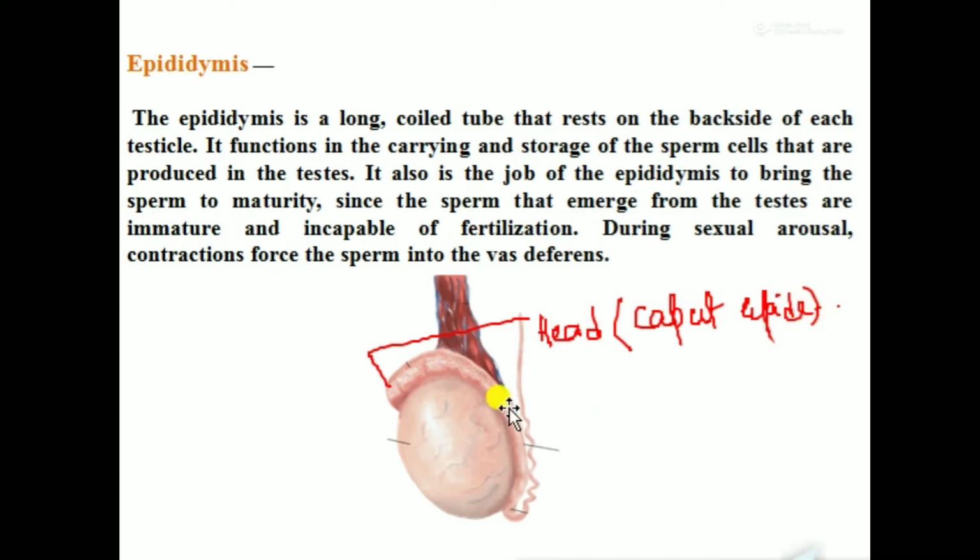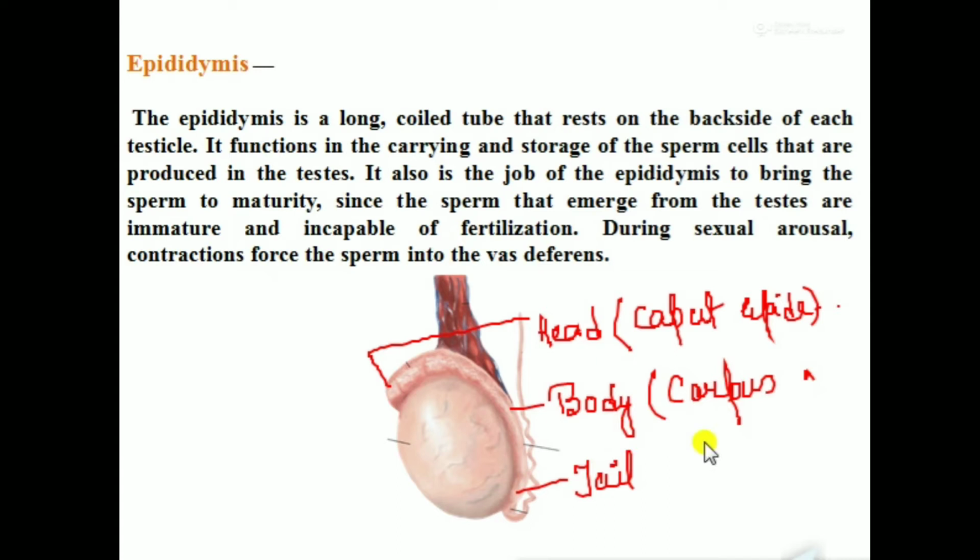This is the middle part or body part, which is known as corpus epididymis, and this portion is the tail part. The tail part is known as cauda epididymis. These are the different parts of the epididymis.